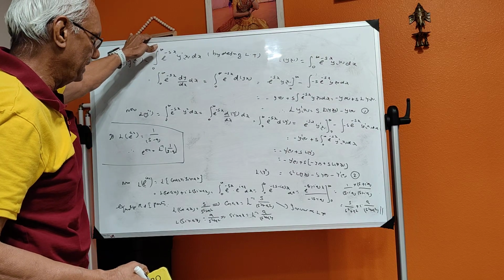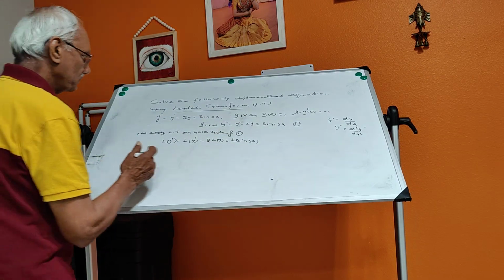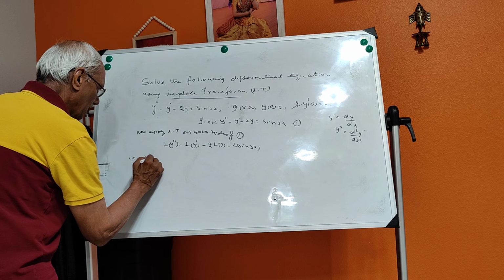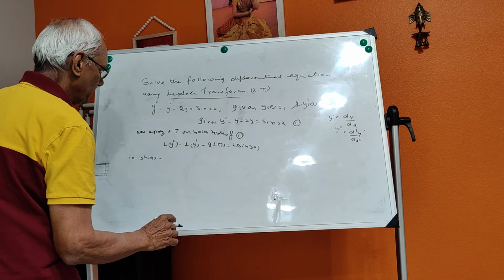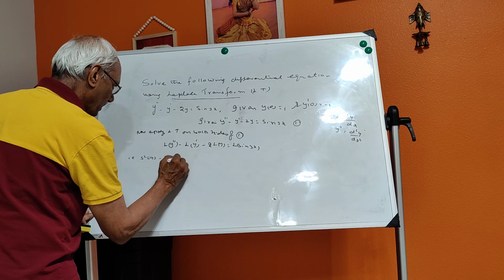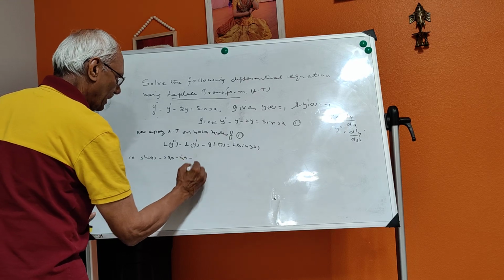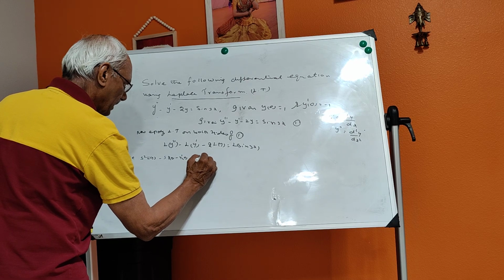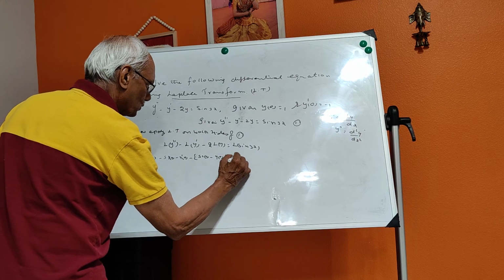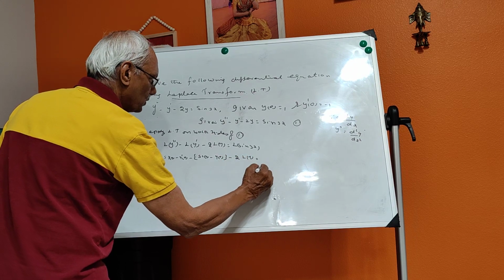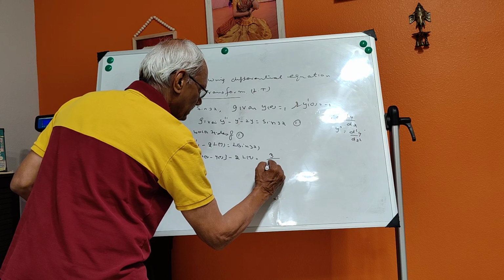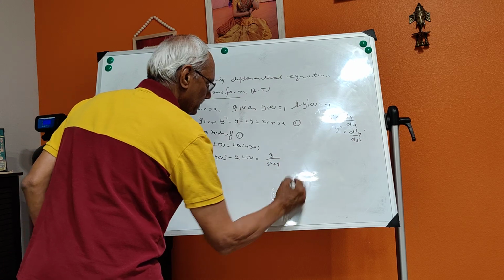In the place of y double dash, we can write s square into L of y minus s into y of 0 minus y dash of 0, minus s of L of y minus y of 0, minus 2 into L of y is equal to 3 divided by s square plus 9. So we have got this.